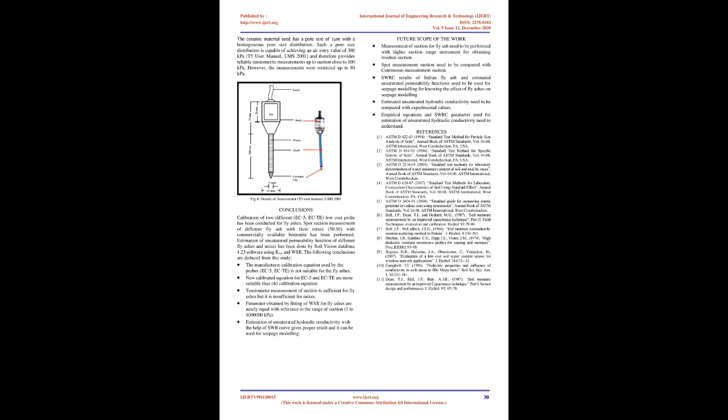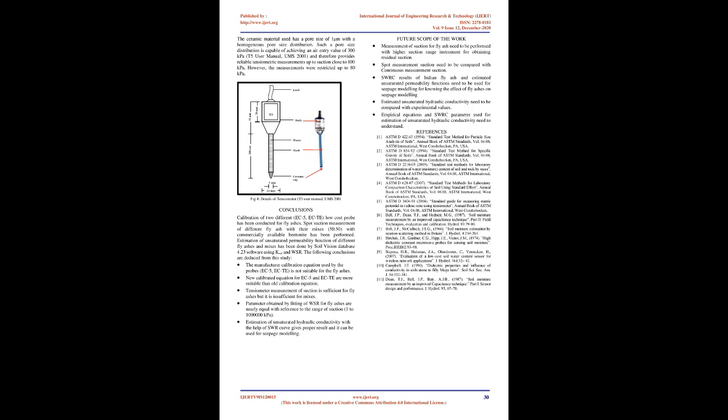The tensiometer body is threaded to a transparent acrylic shaft of 100 mm length, which is filled with distilled water free from air bubbles. The other end of the shaft is connected to a tensiometer ceramic cup. This ceramic cup acts as an interface between soil and the shaft and maintains continuity of water through its pores. The ceramic material used has a pore size of 1 µm with a homogeneous pore size distribution. Such a pore size distribution is capable of achieving an air entry value of 300 kPa (T5 User Manual, UMS 2001), and therefore provides reliable tensiometric measurements up to suction close to 100 kPa. However, the measurements were restricted up to 80 kPa.